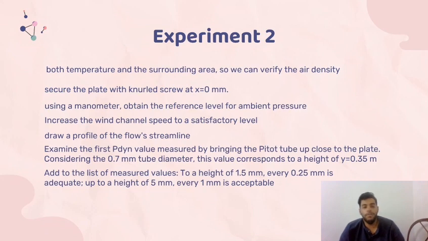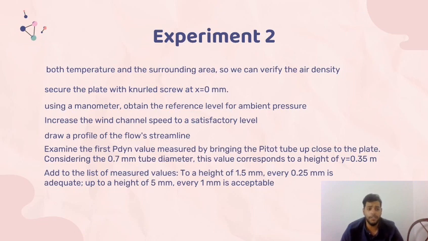Okay, moving on to the procedure of the second experiment, and it is as follows. First is to take note of both the temperature and the surrounding area, so we can verify the air density. Second is to secure the plate with a nerd screw at x equals 0. Third is using a manometer to obtain the reference level for ambient pressure.